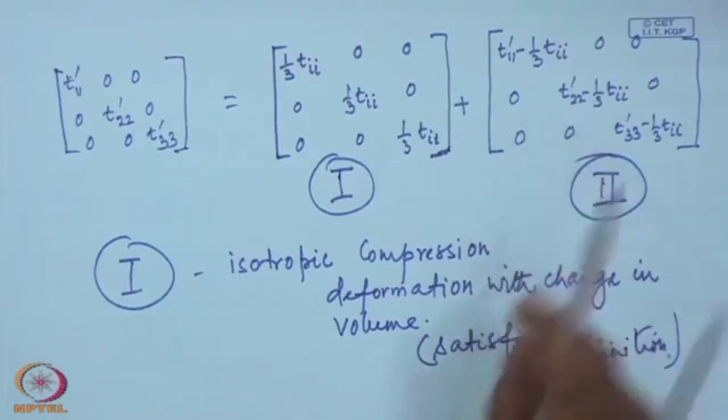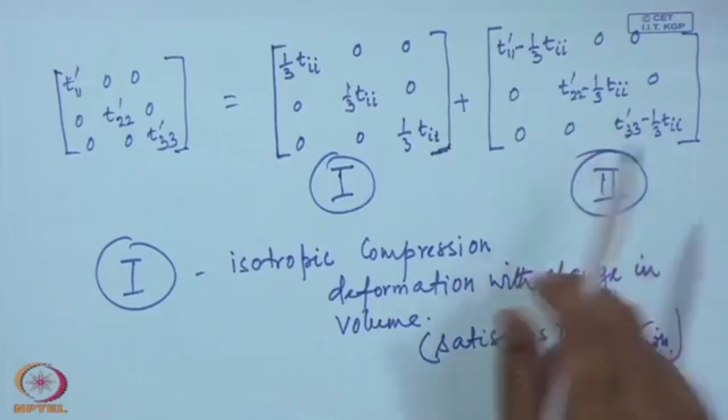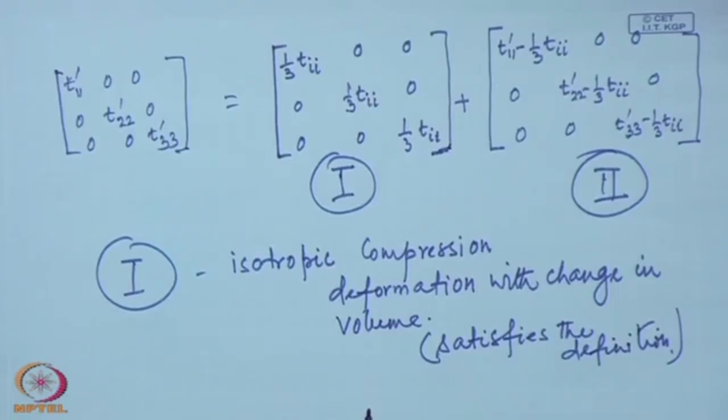Now, look at the second one. The sum of the diagonal of this stress matrix is 0. If you sum the diagonal, it becomes 0. Then what does it mean? All three are normal stresses and the sum of the normal stresses is 0. Obviously, it implies that at least one is tension and at least one is compression. The third one may be either tension or compression. All three cannot be the same. At least one is tension, at least one is compression, and the third one might be either of the two, so that the sum becomes 0.